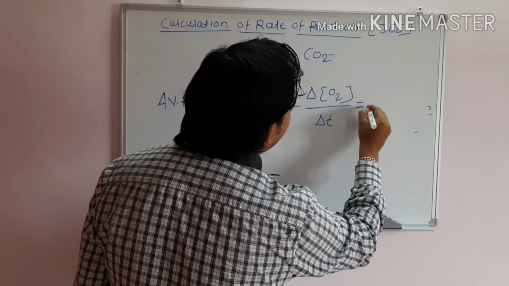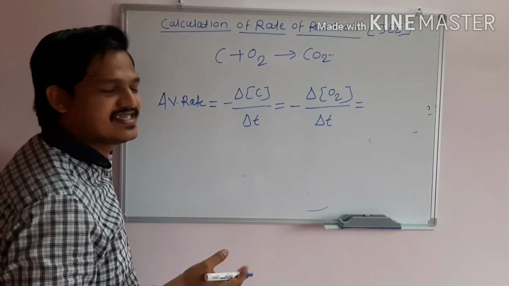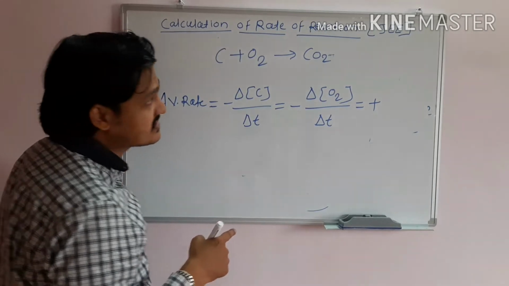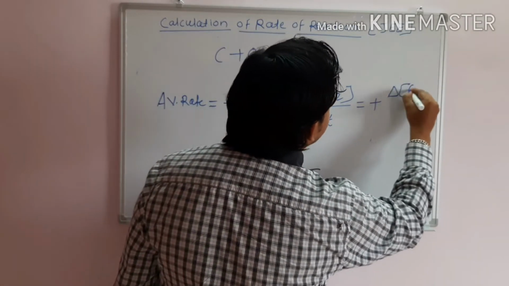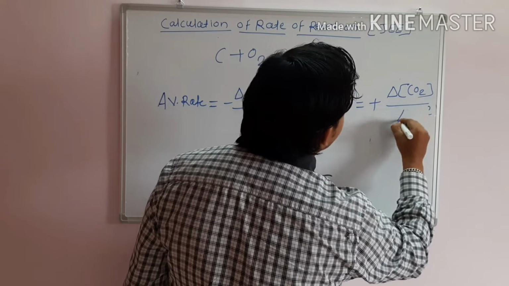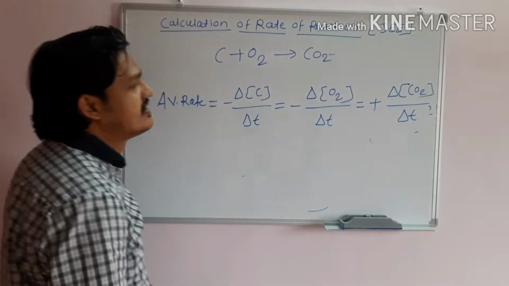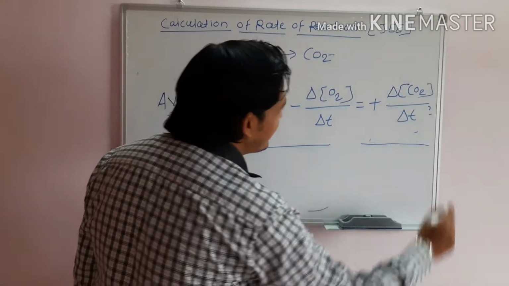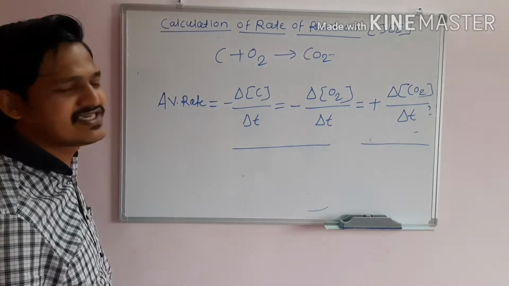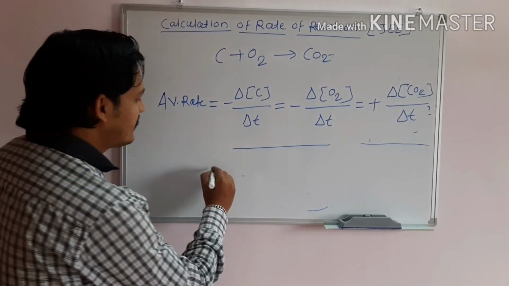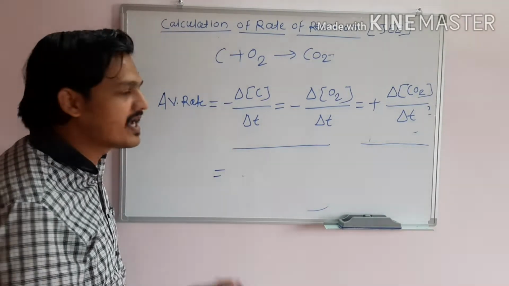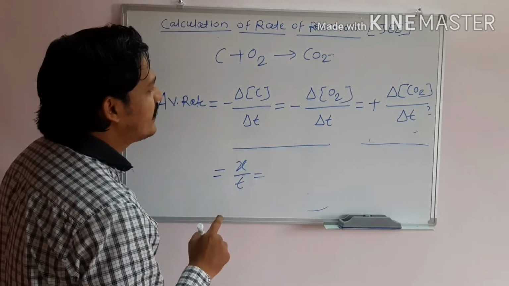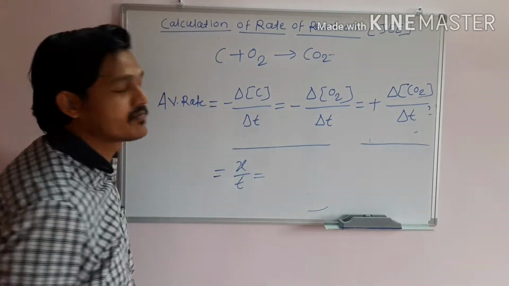Del or delta is the same. Then it is equal to, positive sign must be added to the product side, plus delta CO2 divided by delta T. Now remember how it is equal, reactant and product are equal, because of the calculation I am proving, x by t. So in that way you have to write it in an equal manner.